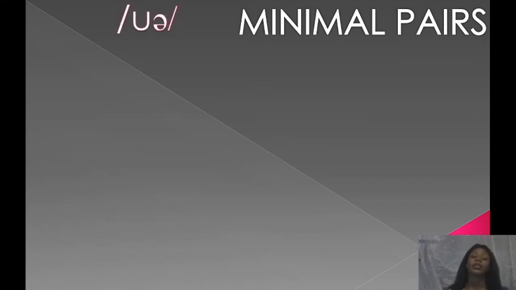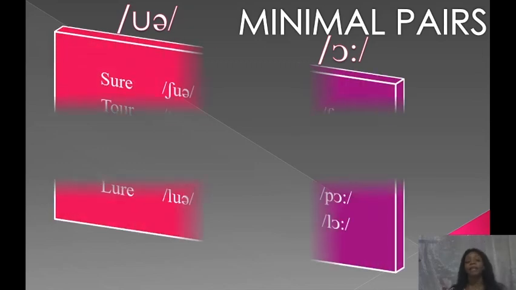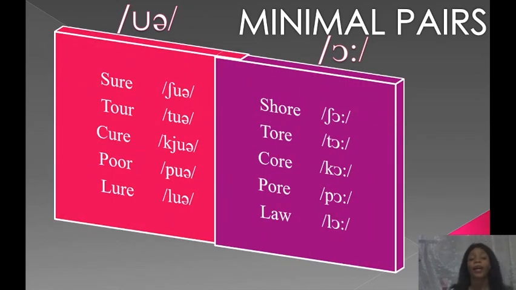The minimal pairs would be for the ue and the o sounds. Let's look at some of the examples. Under the ue sound, we have sure. Sure, not sure. You don't say I am sure. You say I am sure. And then for the O sound, we have sure. S-H-O-R-E. Sure.